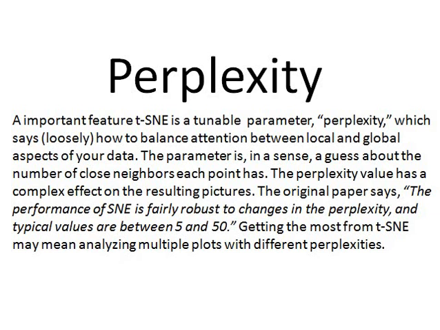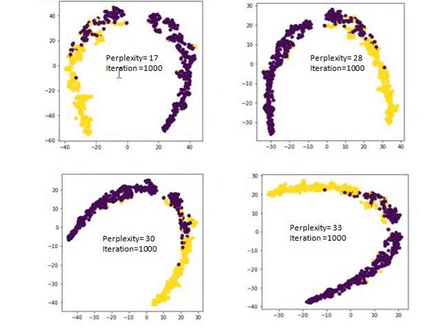Here we can see our perplexity is 17. Another parameter is the iteration. In these graphs we can see our iteration is constant, but our perplexity changes. When our perplexity is 17, our data looks like this. When our perplexity is 28, our data looks like this. When our perplexity is 30, our data is like this. And when our perplexity is 33, our data is like this. We can see there is a change in the position of the data points when we increase the perplexity.